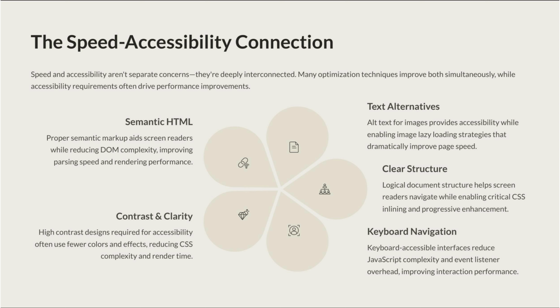Speed and accessibility are intertwined. Semantic HTML enhances screen reader efficiency and boosts parsing speed. Alt text not only aids accessibility, but also supports lazy loading, enhancing page speed. Logical structure aids navigation and enables CSS inlining. Keyboard navigation reduces JavaScript complexity, improving performance. High contrast designs simplify CSS, reducing render time.